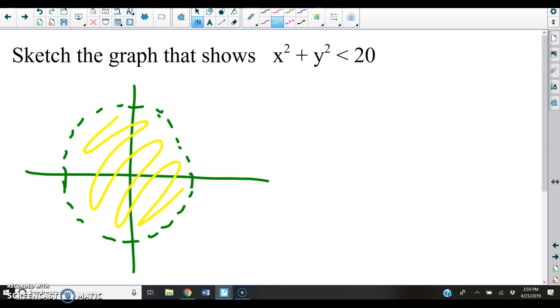When will it have a solid dash? Will it be a solid circle? When this has or equals.